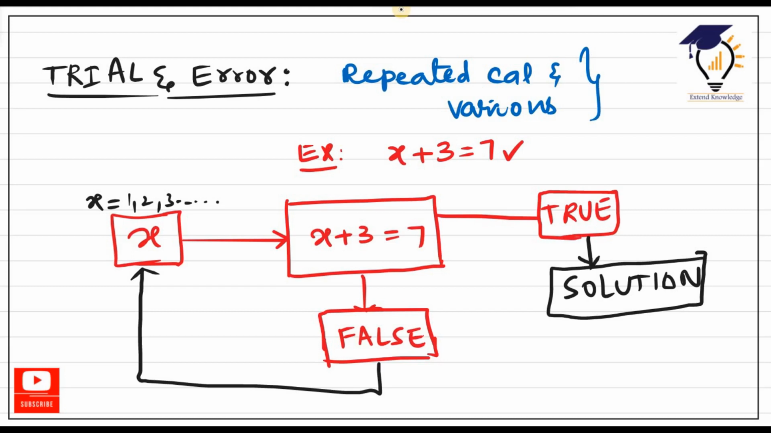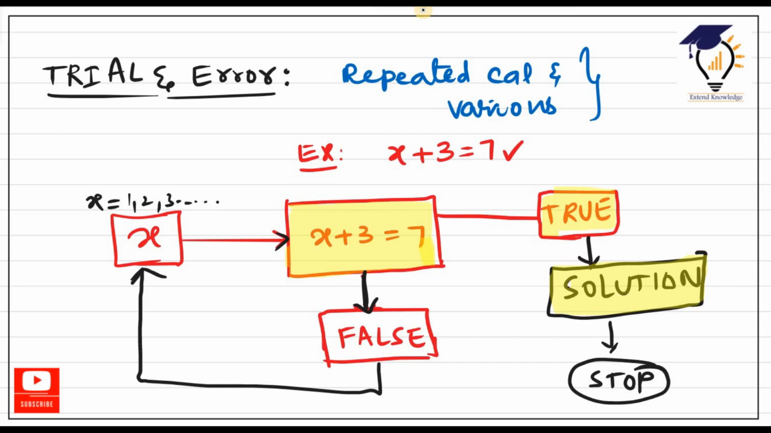These input values move to the next block where an equation is placed. In this equation we substitute the values of the variable we initially took. If the condition is true, we get the solution of the equation and we stop the process. If it is not true, we go back and take a different input value. This is how a trial and error method works.